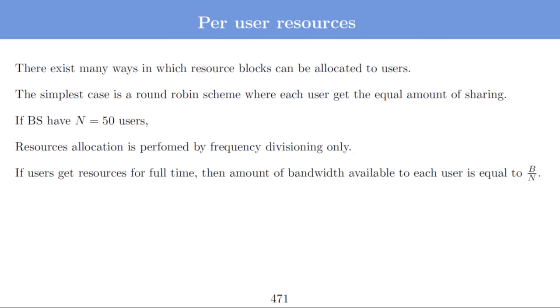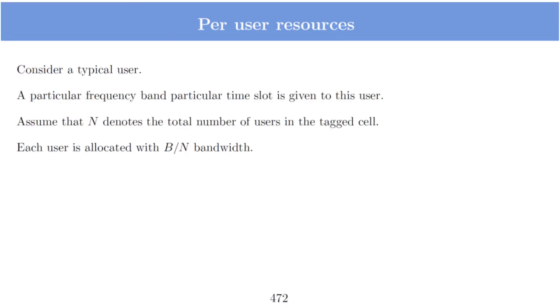Time and frequency are similar resources, so you can divide in frequency, or in time, or in both dimensions. It should theoretically give you similar rates. Now consider the typical user for which we calculate the SINR. It is associated with a base station, which we call the tagged base station, and the cell of that base station is called the tagged cell. This base station may have n more users; the typical user will only get B by n bandwidth, because the rest of the bandwidth will be given to the other users.